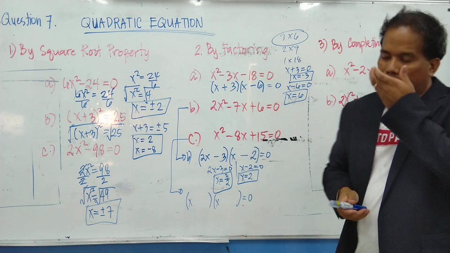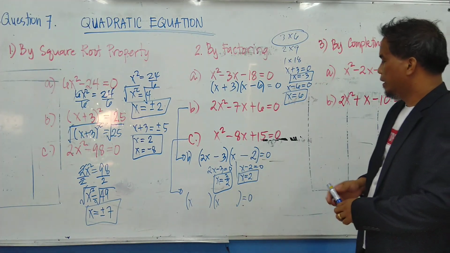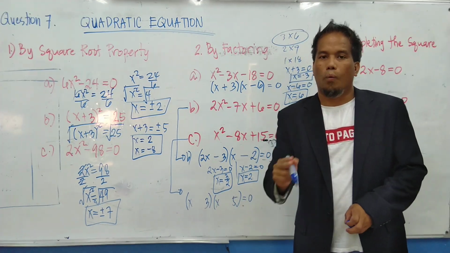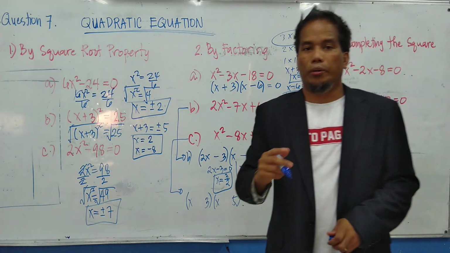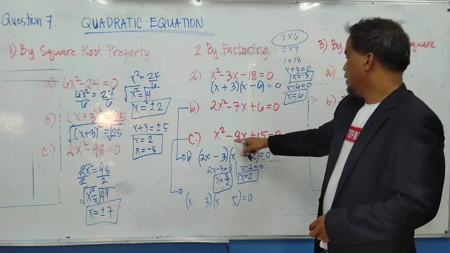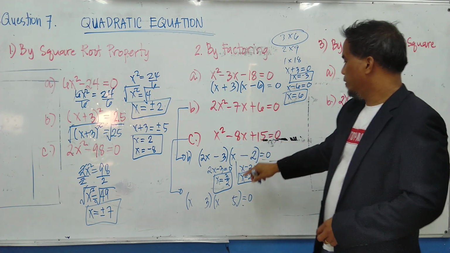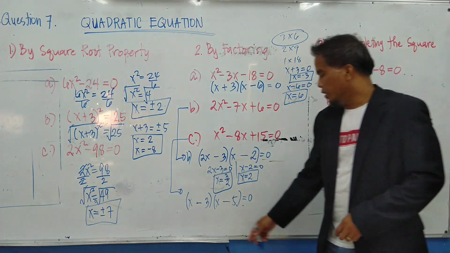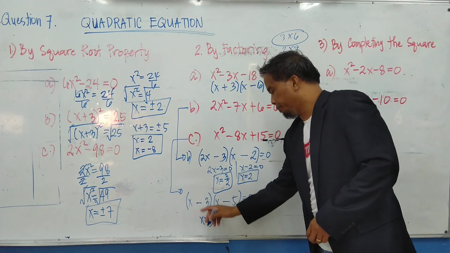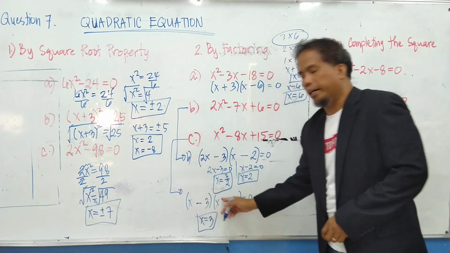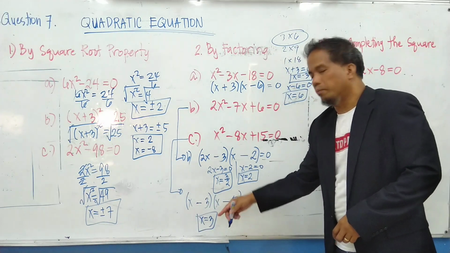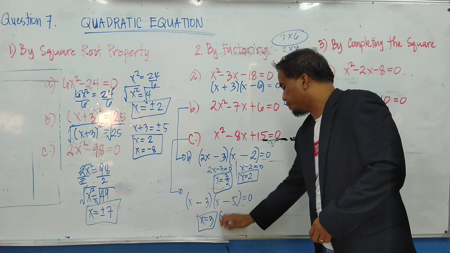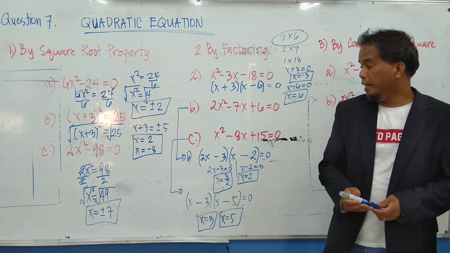So vice versa. Now, if we will use 3 and 5, write here 3, then 5 here, then decide what operation you are going to use. So, this is negative, this is positive, so we will use subtraction here. Minus 3 minus 5. So therefore, x minus 3 equals 0. So just transpose negative 3, x equals 3. Then x minus 5 equals 0, so transpose negative 5, x equals positive 5. So this is the answer in letter C.